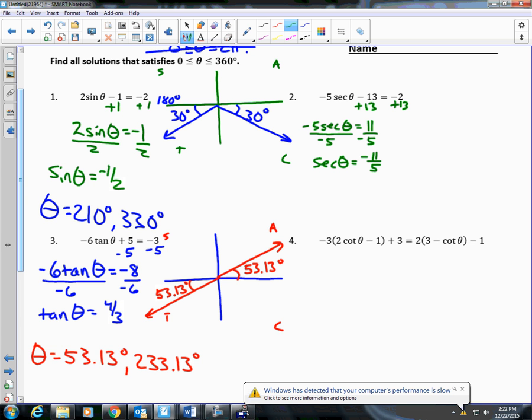Do you have a secant button on your calculator? What button do we have? Cosine. So I can't write it as secant. I have to write it as cosine. Well, if I switch that to cosine, what do I do to the other side? Flip it upside down, negative 5 over 11. Now I can make my quadrants and solve.